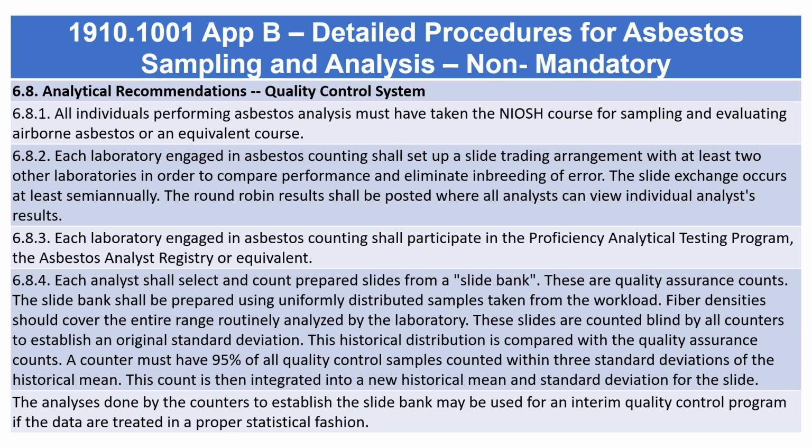The slide bank shall be prepared using uniformly distributed samples taken from the workload. Fiber densities should cover the entire range routinely analyzed by the laboratory. These slides are counted blind by all counters to establish an original standard deviation. This historical distribution is compared with the quality assurance counts. A counter must have 95% of all quality control samples counted within 3 standard deviations of the historical mean.